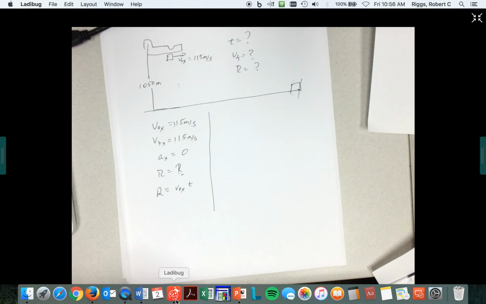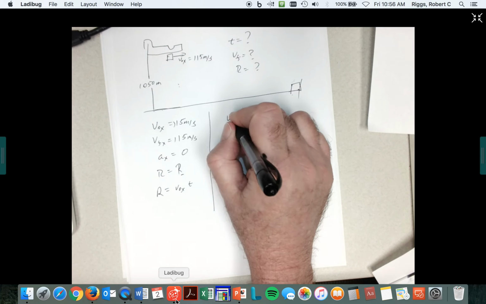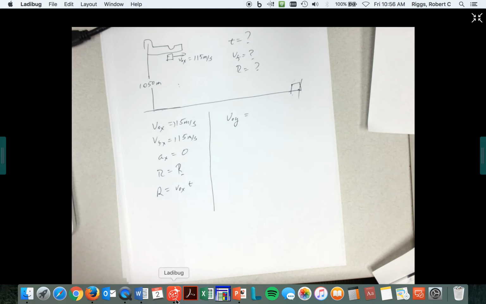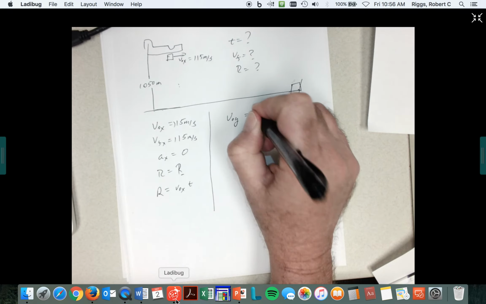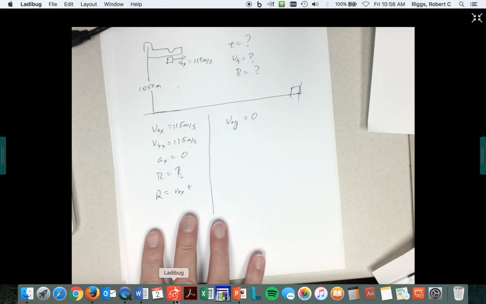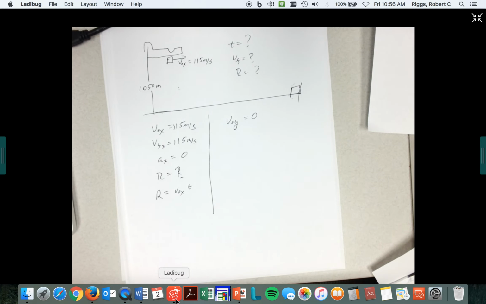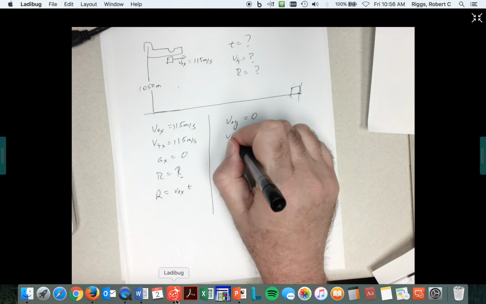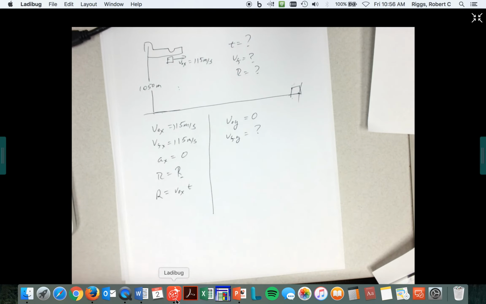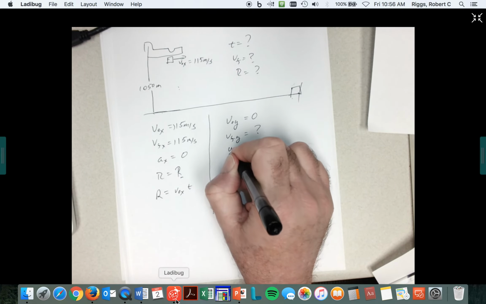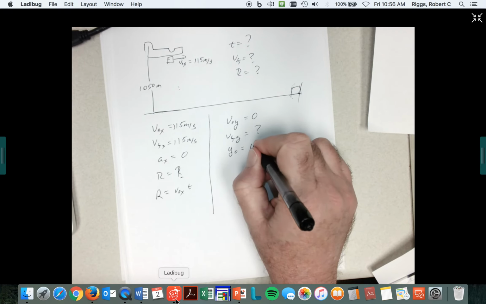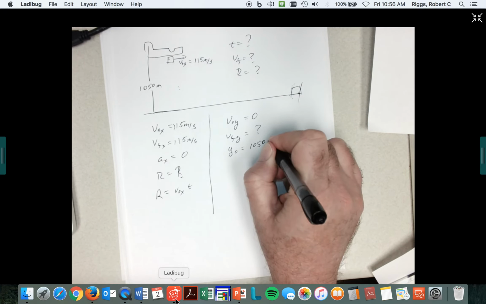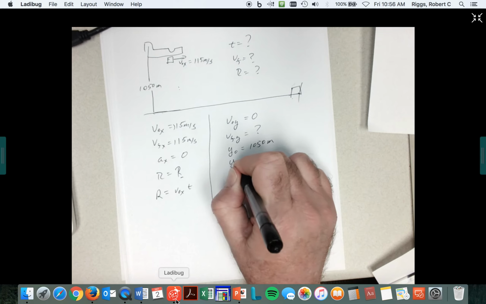Okay, so let's write down what we've got in the y direction. V naught y is equal to 0. Right when that package is dropped, the initial velocity in the y direction is 0. V final y, I don't know. Height, y initial, 1,050 meters. Y final, 0.